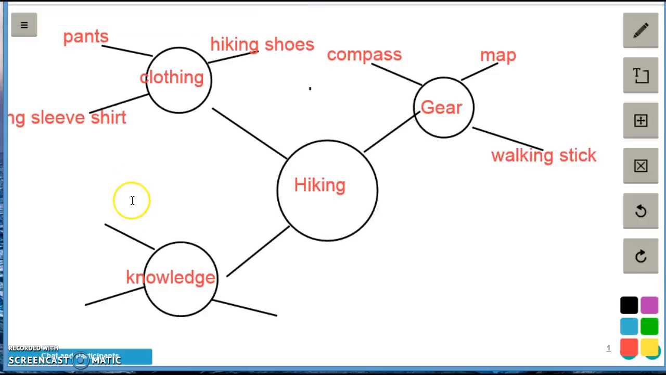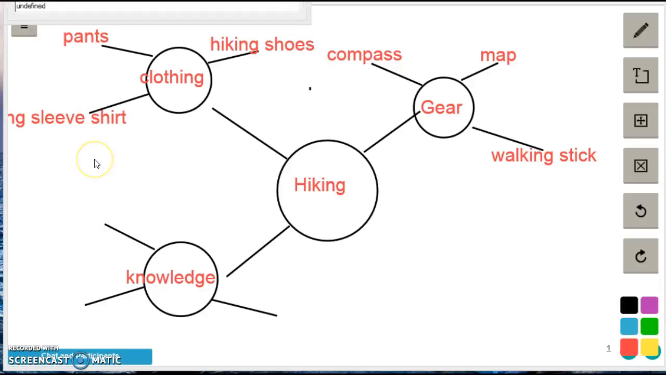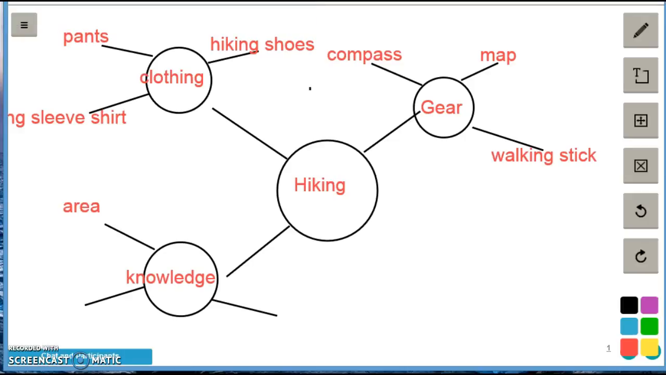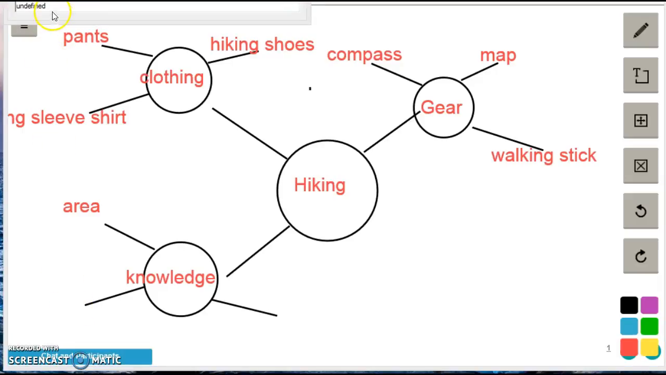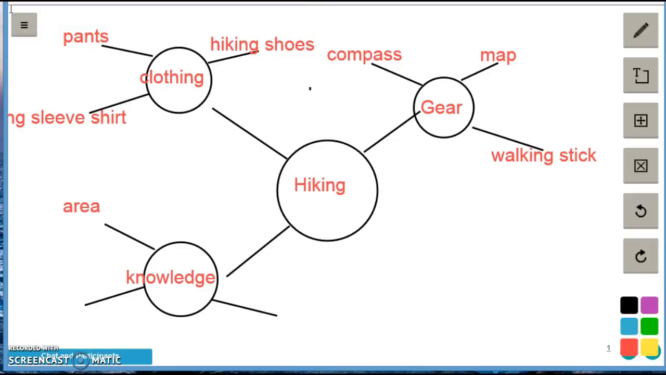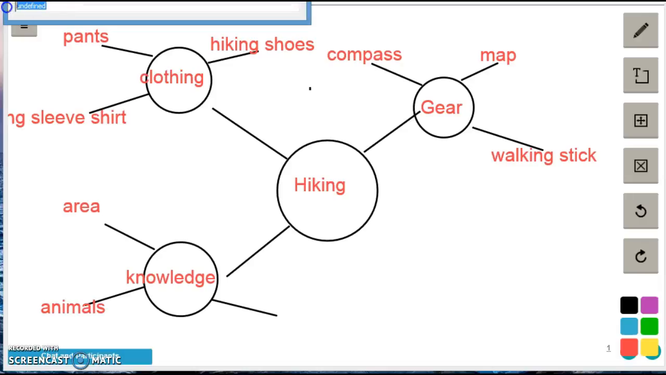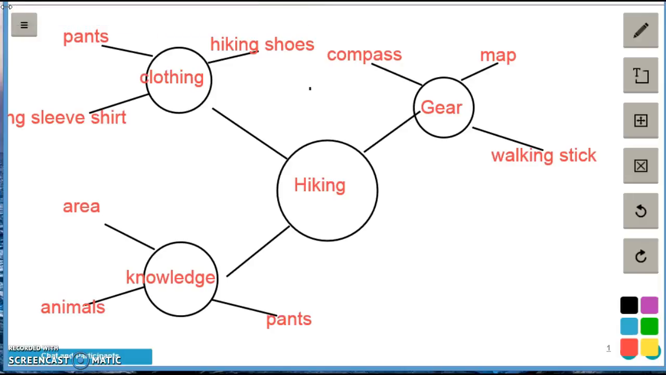And then knowledge, I'm going to have to know where I am. So I'll need to know the area. I need to know all about the animals in the area, whether they're dangerous, although you should never approach an animal, but there's some animals that you definitely will want to avoid. And last but not least, I need to know the plants. I need to know whether they're poisonous. Oh, I wrote pants. Let me delete that. And then write plants.